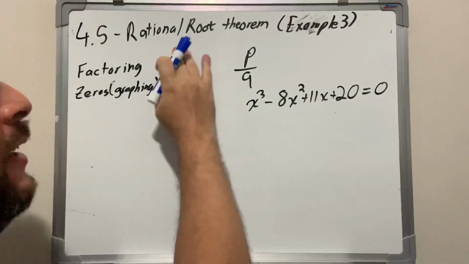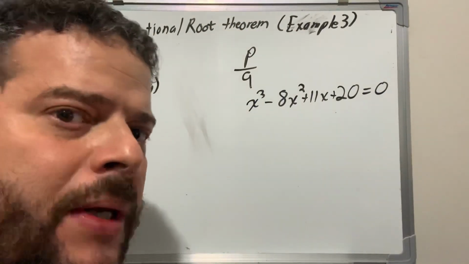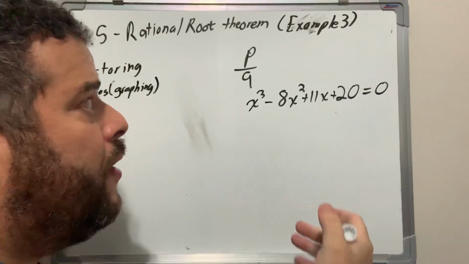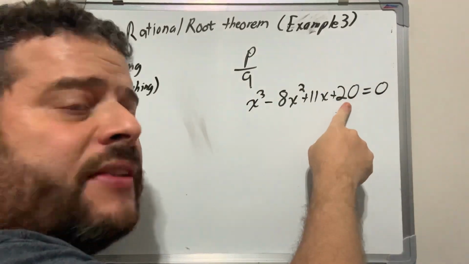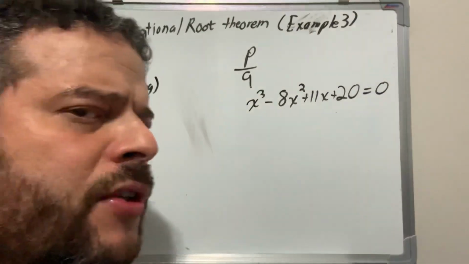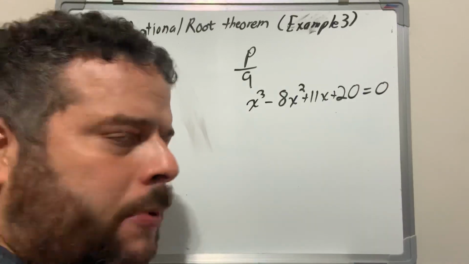Now, what is the rational root theorem? The rational root theorem tells me that the solutions are given from the division of the factors of the constant divided by the factors of the leading coefficient. Sounds confusing. It's not that confusing. Let's go over this particular example.